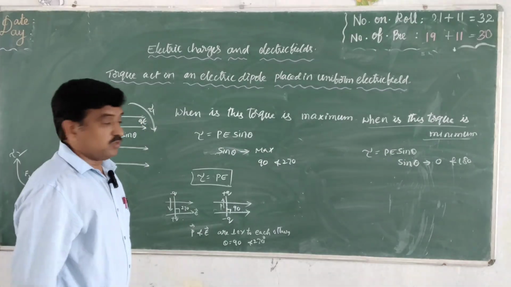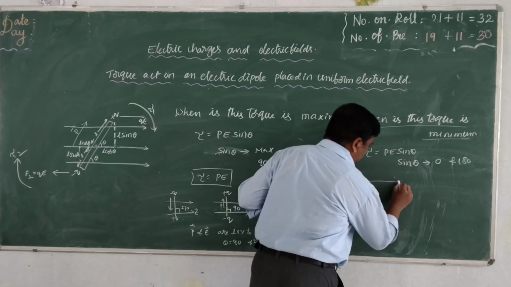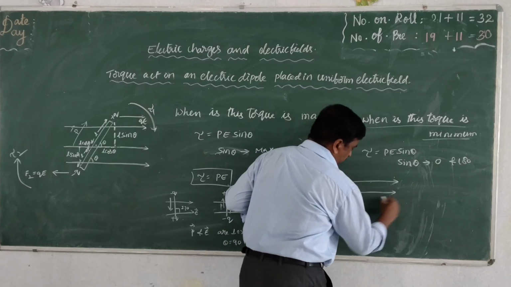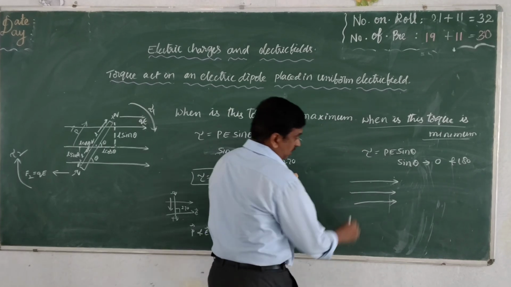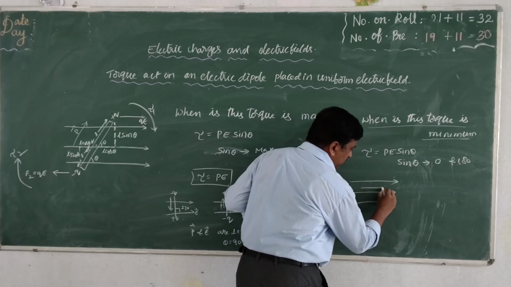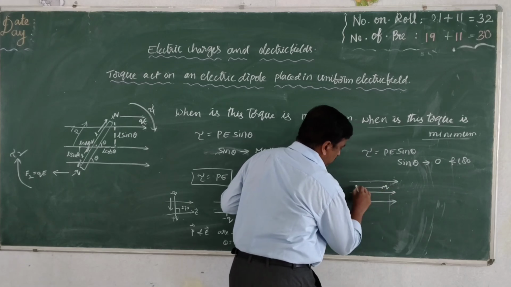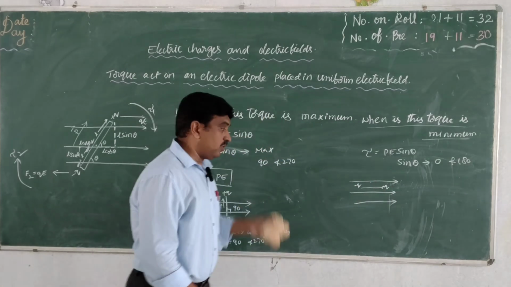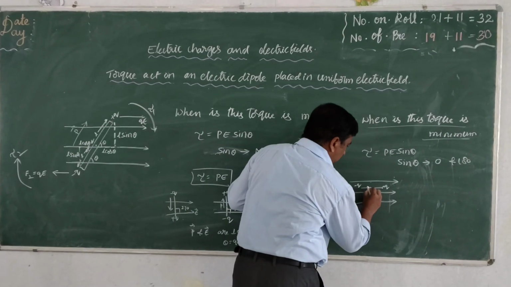Theta is minimum. So for example, see here, this is the electric field. The electric dipole is placed here. It is plus q, it is minus q. It is the electric dipole. See the dipole now here.